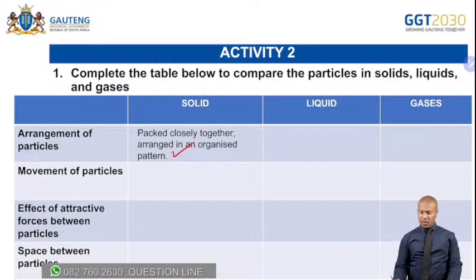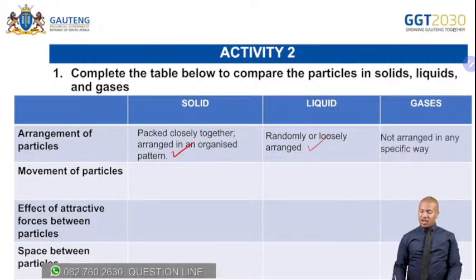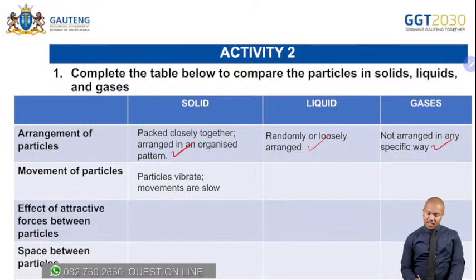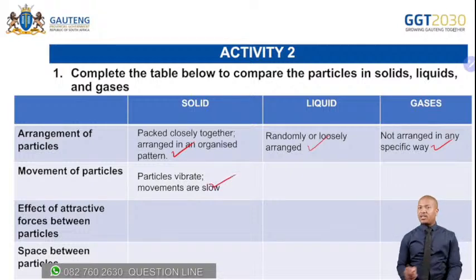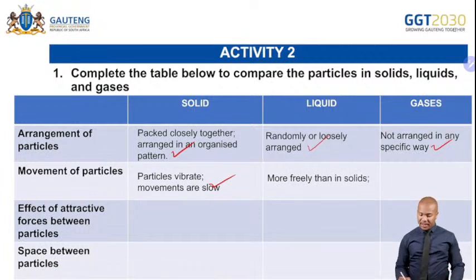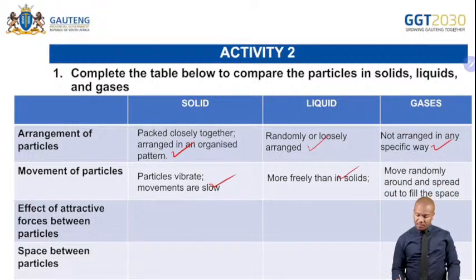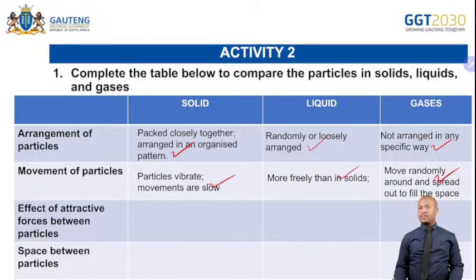Let's look at liquids. For liquids, they are randomly or loosely arranged. And for gases, they are not arranged in any specific way because of that large amount of space. Now, movement of particles. For solids, the particles vibrate or the movement is slow. For liquids, they can move more freely than in solids. Then for gases, they move more randomly around and spread out to fill the spaces.